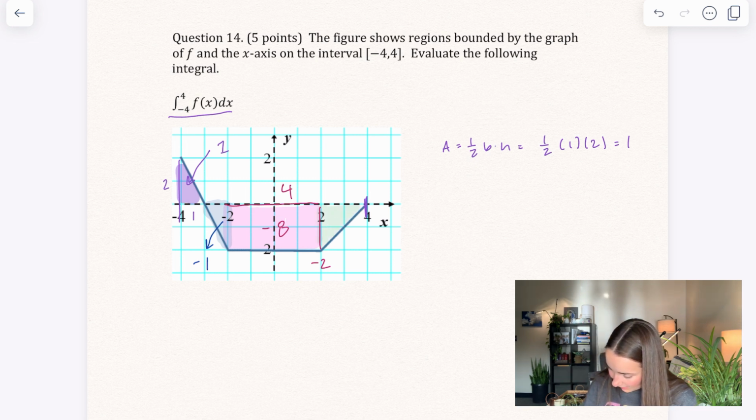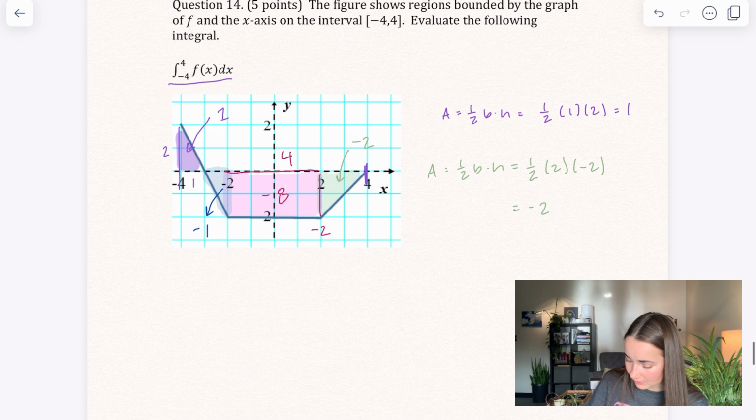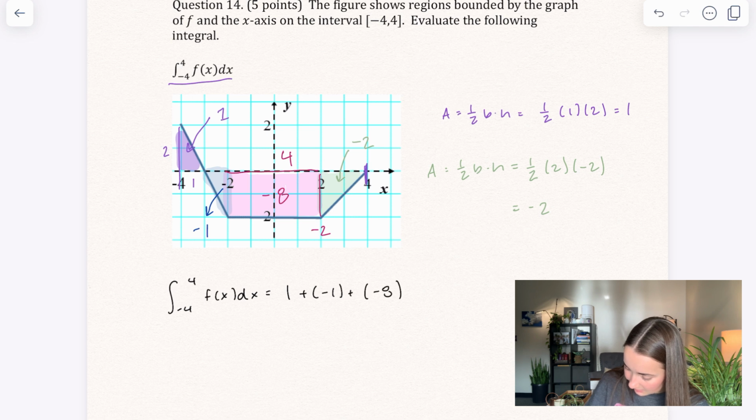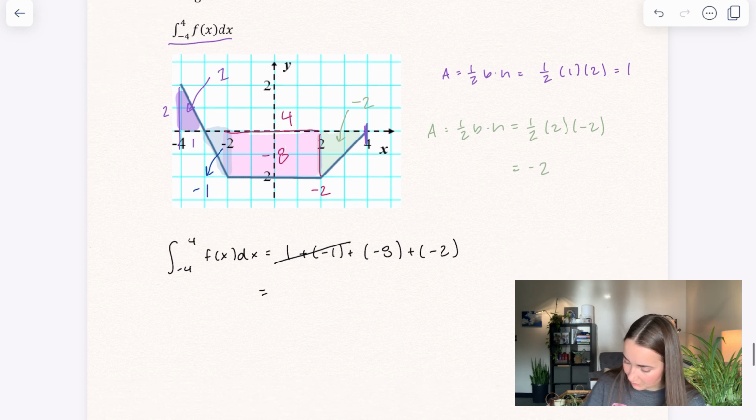And again, we can do 1/2 base times height. The base is equal to 2. The height is -2 because we're below the x-axis. So this has an area of -2. So now what we do is we add all of these together. So this is equal to +1 plus -1 plus -8 plus -2. These guys cancel each other out, and we're just left with -10. And that right there is our solution.